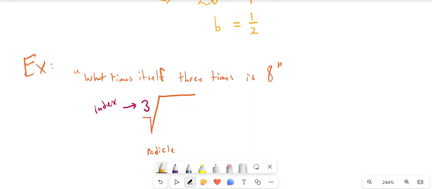And we could call this number inside here either the argument, or if we want it to be more specific, they have a word called the radicand for it.